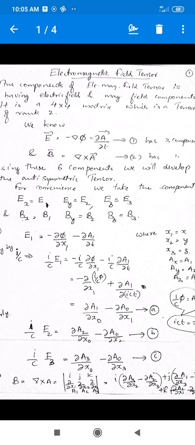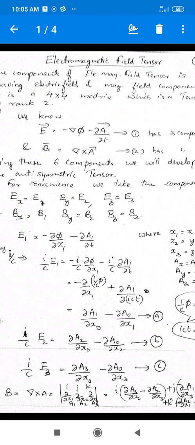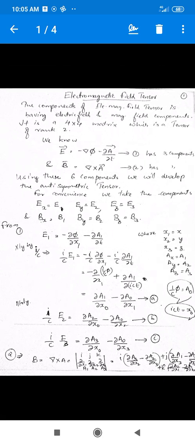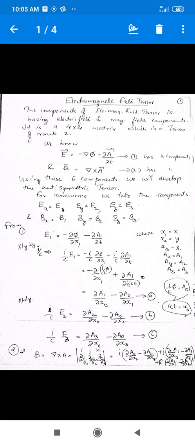So for convenience, we take Ex as E1, Ey as E2 and Ez as E3. Similarly, Bx as B1, By as B2 and Bz as B3. So let us first write, from equation 1, the value of E1, that is Ex. So it will be the x component, isn't it?